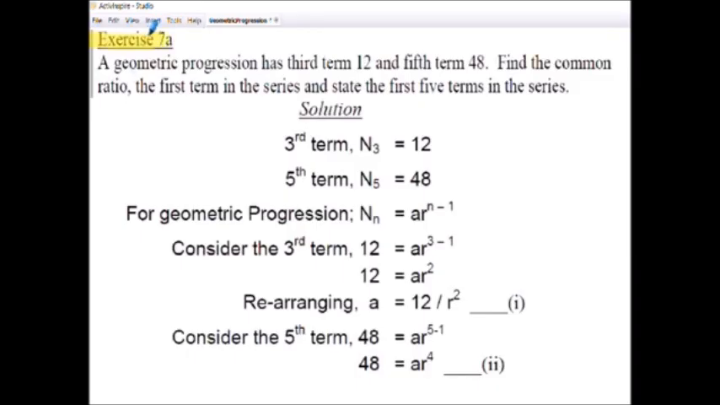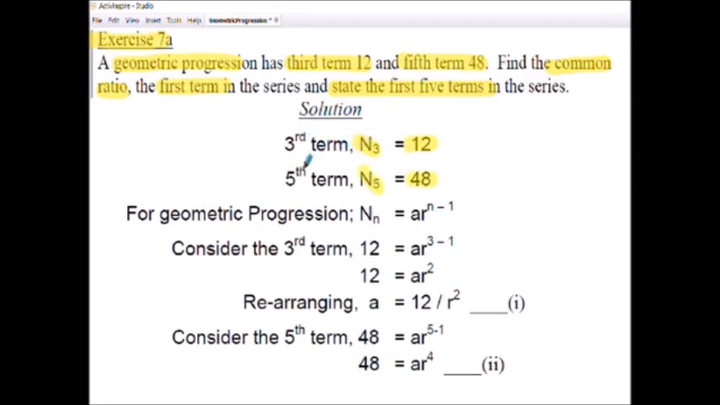Exercise 7a. The geometric progression has its third term, a value of 12, and its fifth term, a value of 48. We're asked to find the common ratio, the r value, the first term in the series, the a value, and then state the first 5 terms in the series. So in this particular question, we do not know a and we do not know r. We are given the third term, n3, is equal to 12, and the fifth term, n5, is equal to 48.